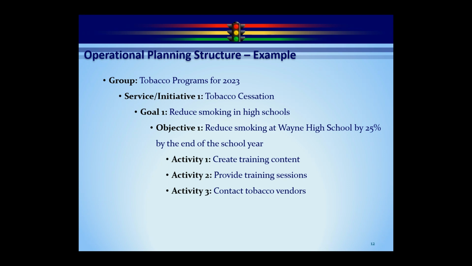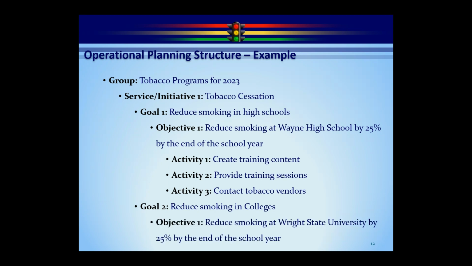Now, we might also have another goal as we're going down here. Goal 2, reduce smoking in colleges. And then under that, we might have an objective, reduce smoking at Wright State University by 25% by the end of the school year. And then underneath that, you'd have activities that would support that objective. So this is the operational plan, how it rolls out based on everything in the pyramid.